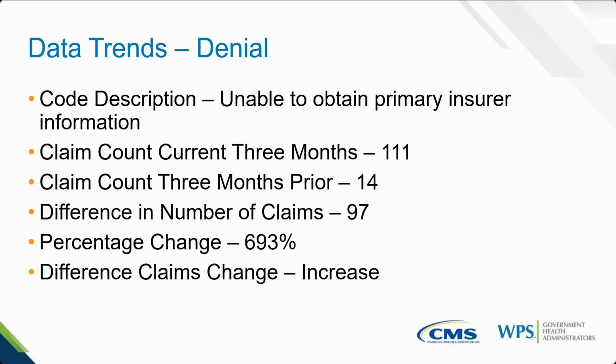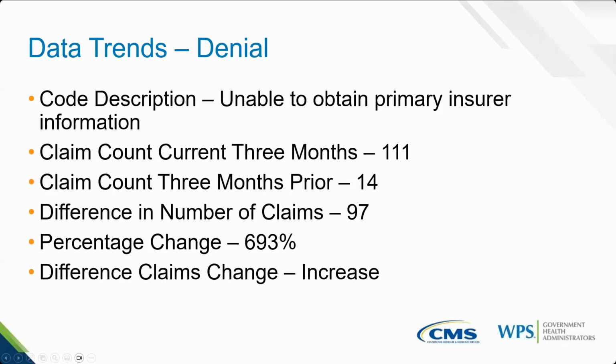Here is some data that I pulled, again, from those dashboards that I talked about, for a denial. And I chose this reason: unable to obtain primary insurer information. That means that, yes, the provider told us that there was another insurance primary to Medicare, but we are not able to obtain that information based on what's entered on the claim, who that other primary insurer is.